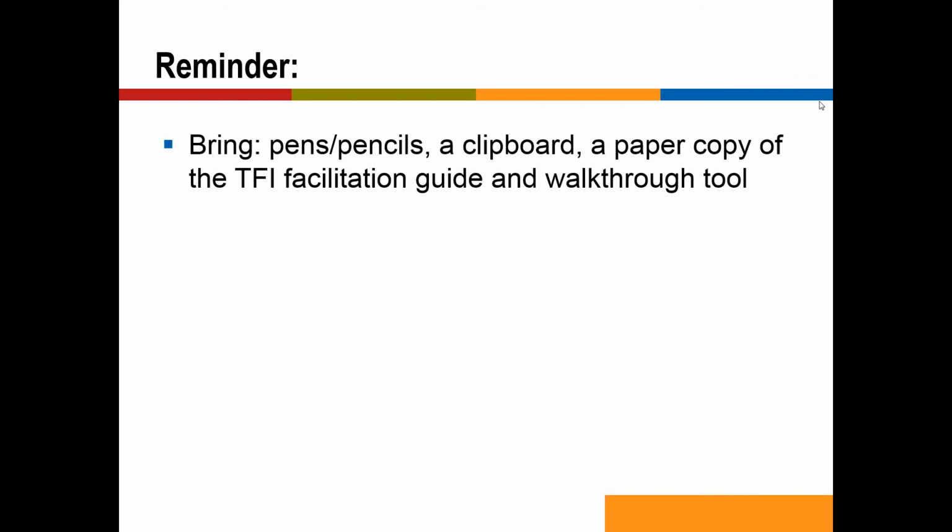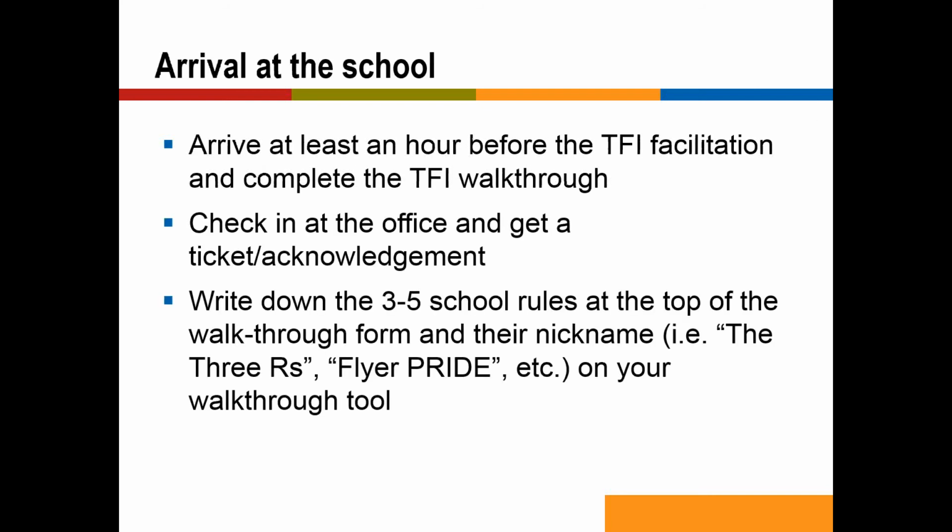Just a reminder, bring pens, pencils, and a clipboard so you can record the TFI on paper. Plan to arrive at the school at least an hour before to allow time to complete the TFI walkthrough. Make sure to check in at the office to get a ticket and an acknowledgement or reward slip, and let them know you are there to conduct the TFI and the walkthrough. Also, be sure to write down what the 3 to 5 school rules are and their nickname, such as the 3 R's or Flyer Pride, so you know them before starting the walkthrough.